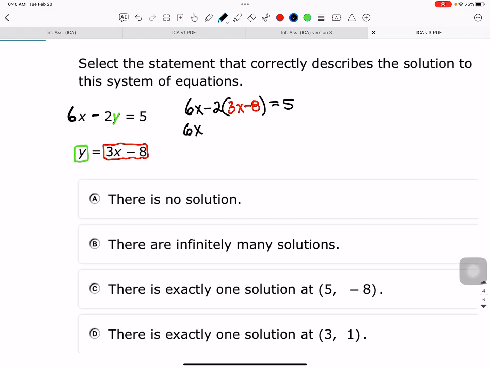Let's see, 6x, negative 2 times 3x's is minus 6x's. Negative 2 times negative 8 is positive 16 equals 5. 6x's minus 6x's is 0x's, so I end up with 16 equals 5. 16 never equals 5. This is no solution.